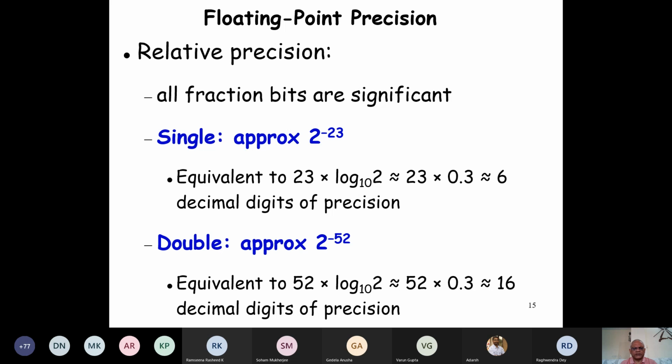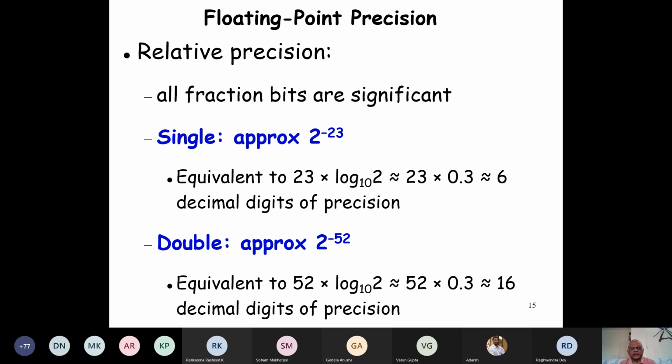But what about the precision? See, every bit in the fractional part is significant. So in a single precision, let's say the LSB is 1. Now, what is the value of that? That is approximately 2 to the power minus 23 because there are 23 bits and the LSB is 1. So the precision is 2 to the power minus 23. So that's the precision with which we can operate.